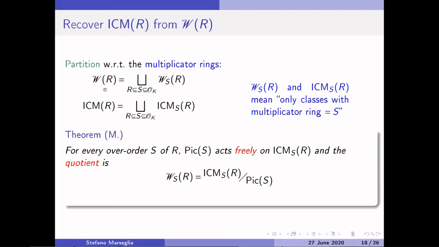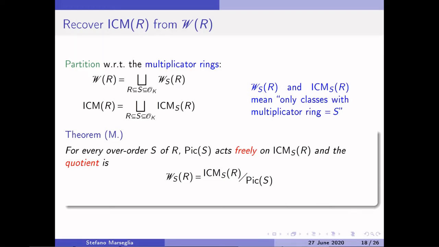Cool. And the main result here is that for any overorder S of R, the Picard group of S acts freely on the set of ideal classes with multiplicator ring equal to S. And the quotient of this action is precisely the weak equivalence classes. Okay, and computationally, what does it mean?